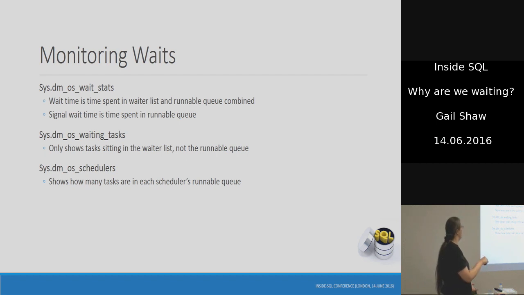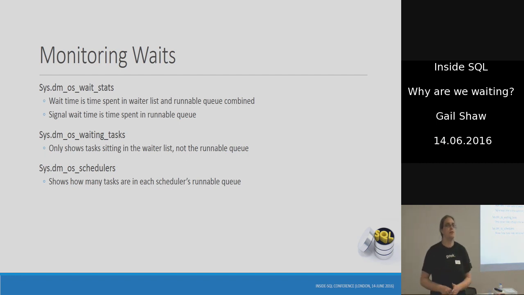And then OS schedulers, yeah, it's just a count. Might be useful if you think you've got unbalanced CPUs, lots of threads on one scheduler, not on the other. Other than that, as I said, it's going to tell you how many things are waiting, like waiting for the processor, runnable queue. That's about all that's going to tell you.